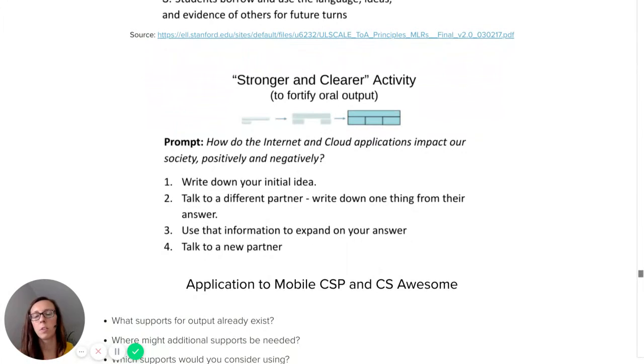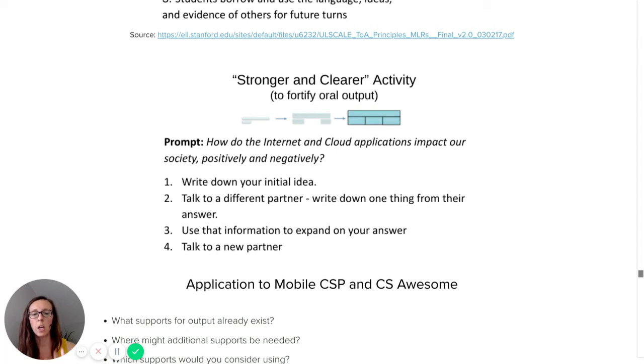If we ask students to think about that same question, how do the internet and cloud applications impact our society positively and negatively, what we'd have them do is first write down their initial idea. Just take a moment by themselves. Then we'd have them talk to a partner and write down one thing that their partner says in their answer. And their partner would do the same. Their partner would write down one thing from their response as well.